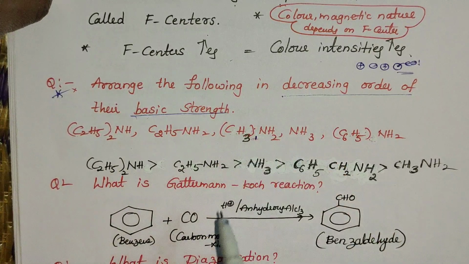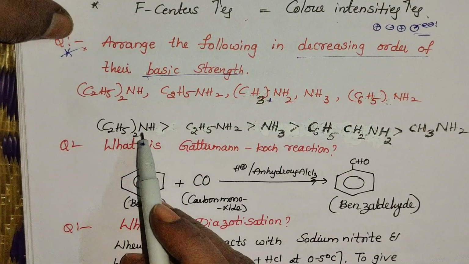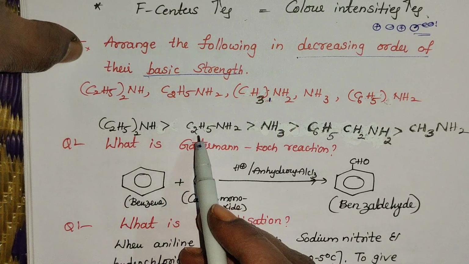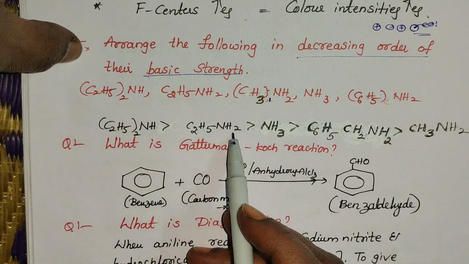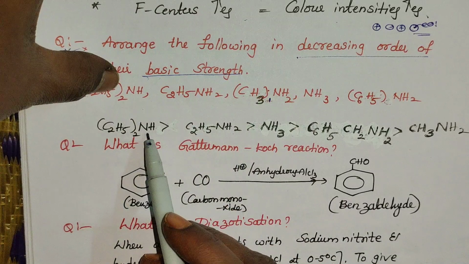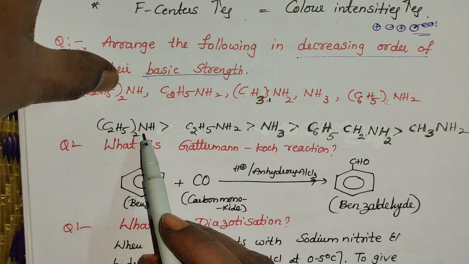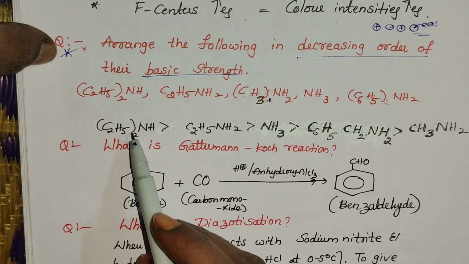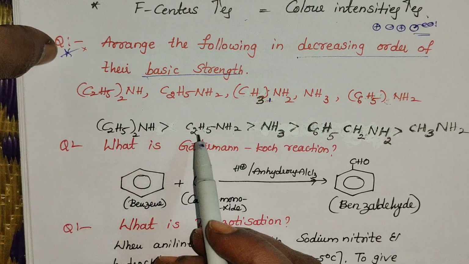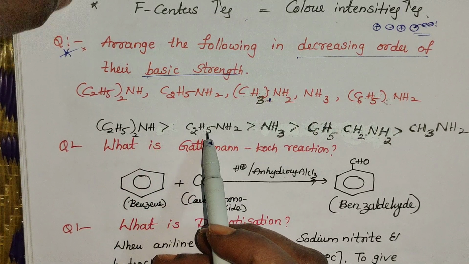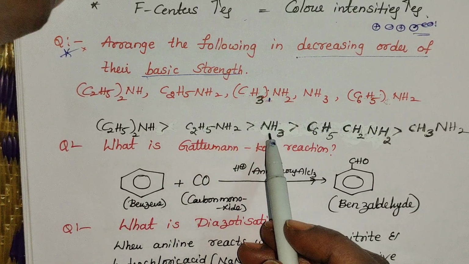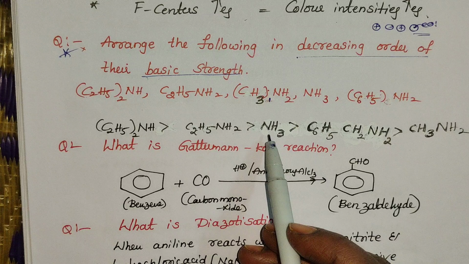Arrange the basic strength in decreasing order. See, this (C2H5)2NH first, next C2H5NH2. When alkyl groups are increased on nitrogen, automatically basic strength is more. Here 2 groups are there, that is why more basic strength. Here 1 group only, that is why less basic strength. Here no alkyl group, that is why compared to this, ammonia has less basic strength.